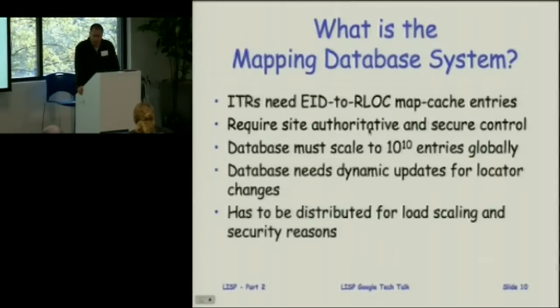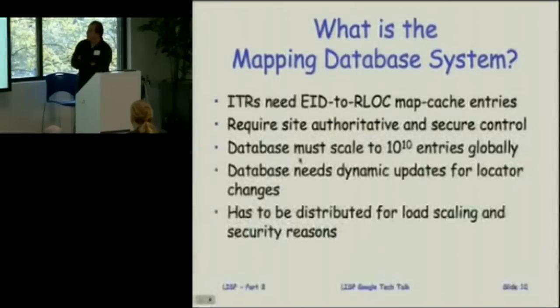And because we have to be able, when an ITR, an encapsulator, gets a packet, it looks at the destination address, and it thinks it's an EID. So that's the key to the database lookup. And it needs to get a locator set back so it knows where to encapsulate packets. And we want to require the destination site to be authoritative and have secure control over how it replies.